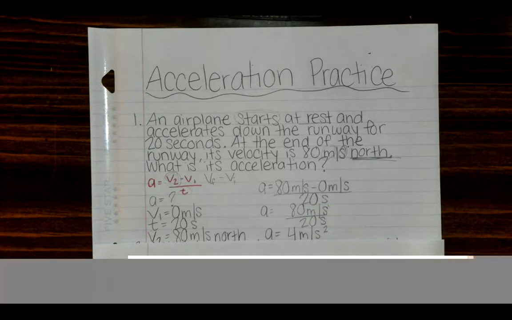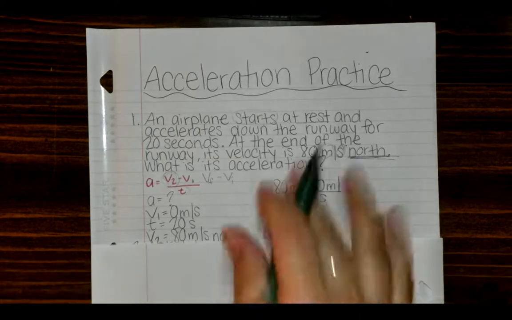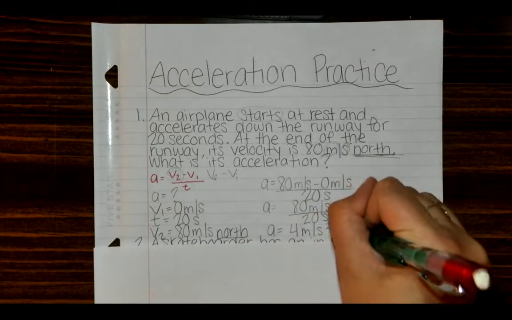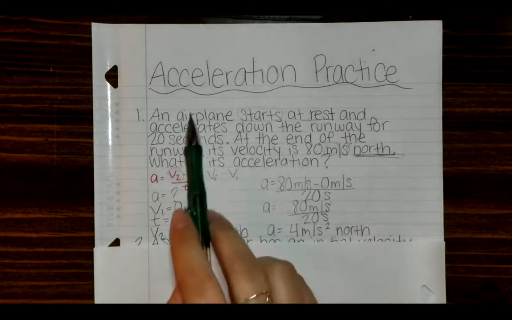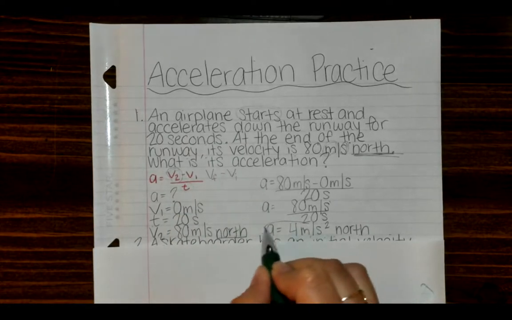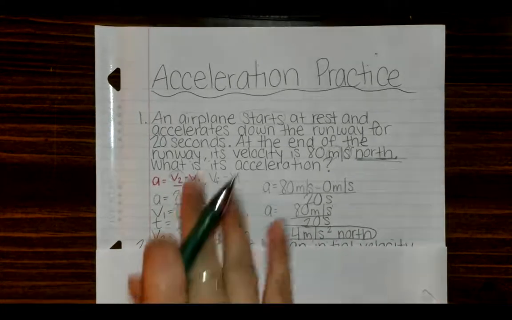However, we still need to include the direction it's going. And we know it's going north. So our acceleration, the airplane's acceleration, is 4 meters per second squared north. And because that is our final answer, we are going to circle it. All right, let's move on to number 2.